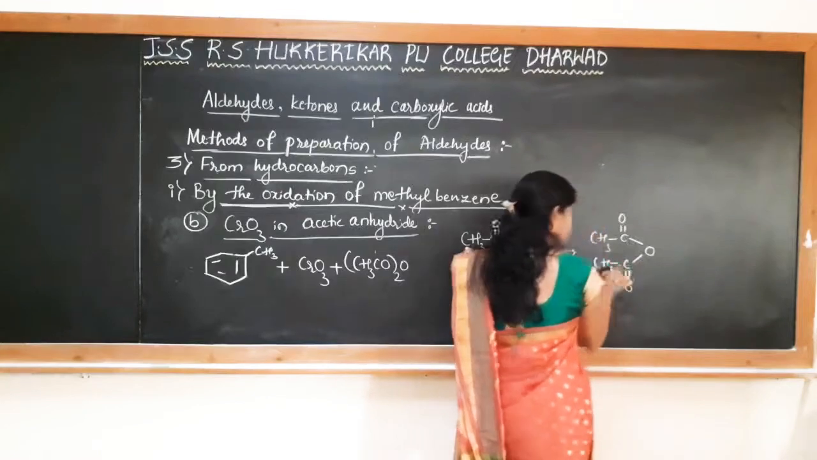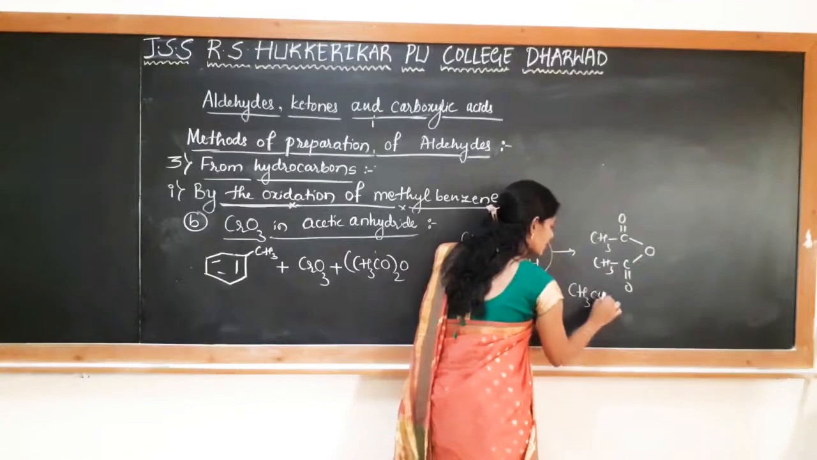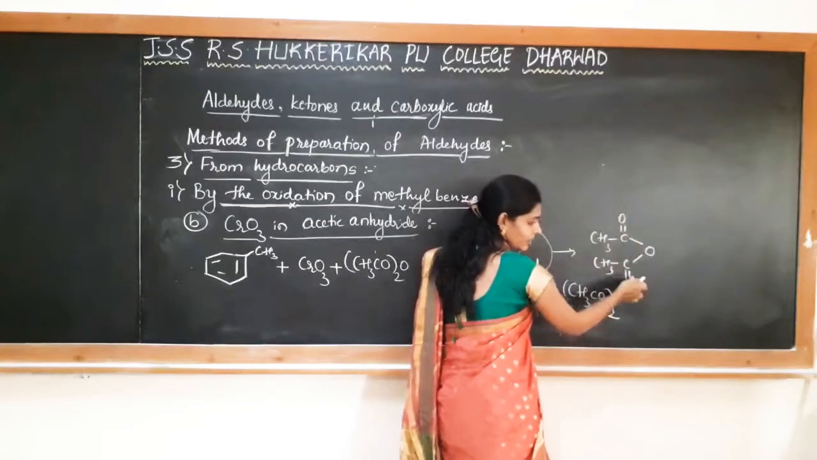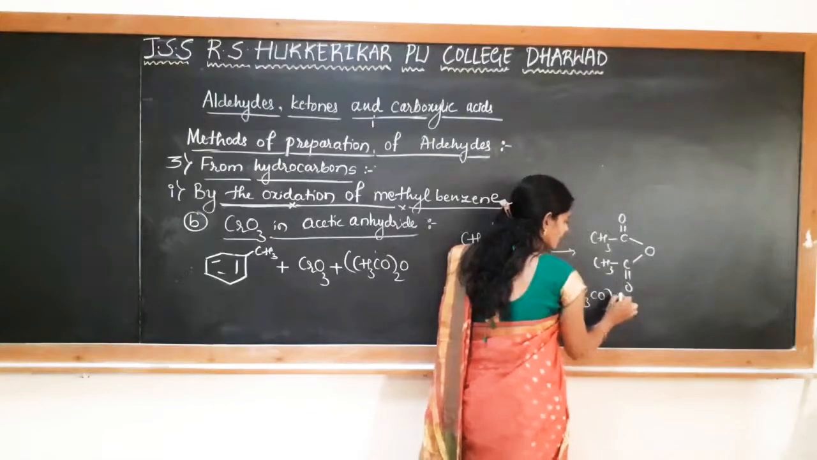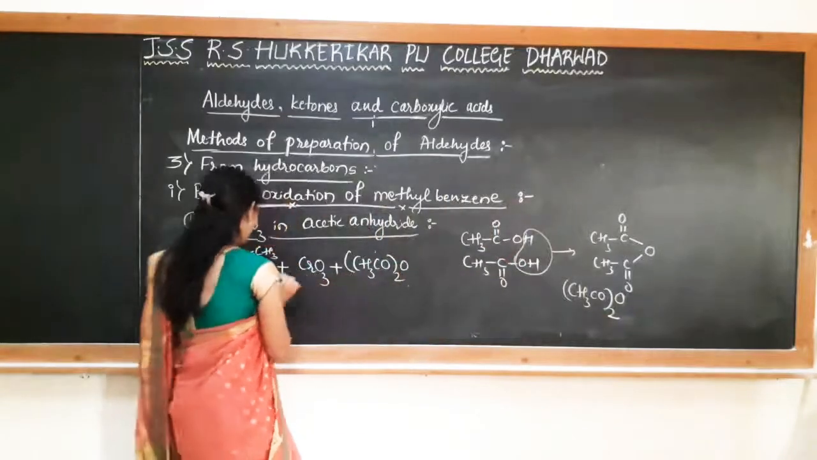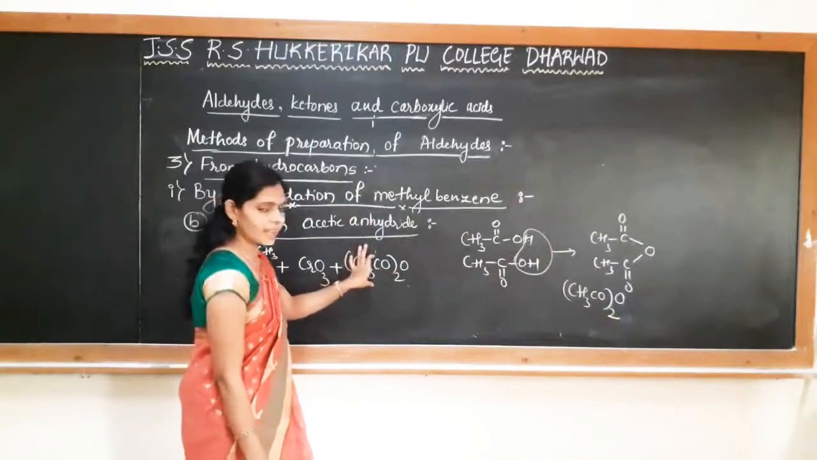CH3COOCOCH3. Okay, so this is the anhydride form, which can be written as CH3CO twice. So these are 2 in number, right? It is repeated 2 times, just connected with the single oxygen. So the same acetic anhydride. Okay, so toluene is treated with chromic oxide in acetic anhydride.